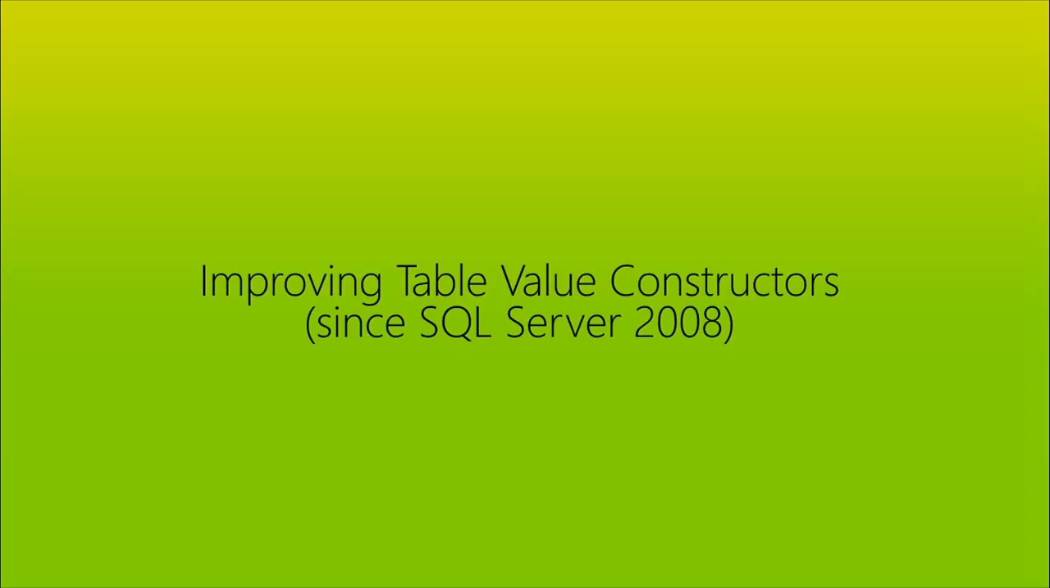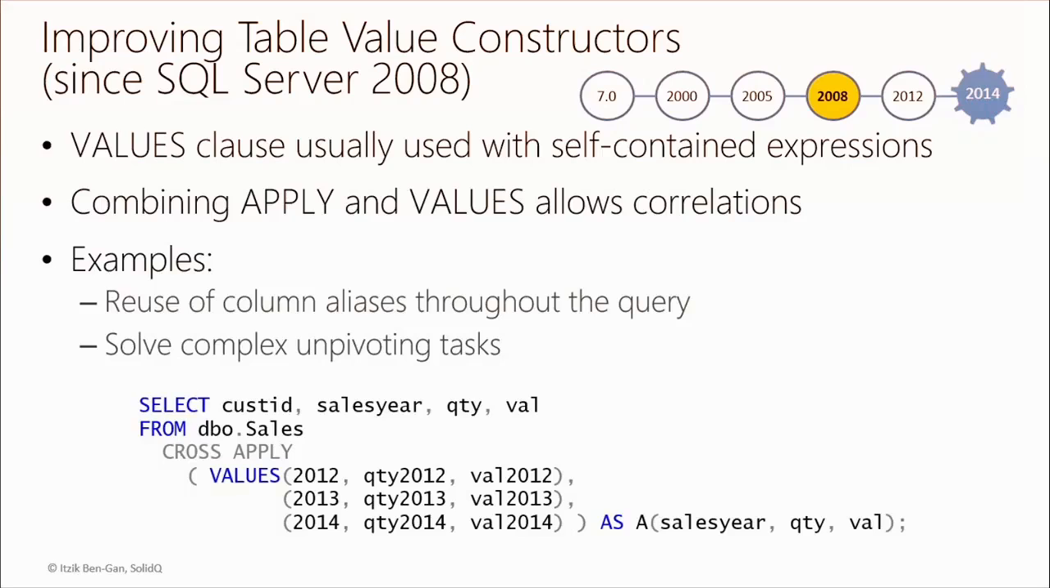All right, so we proceed to the fourth segment, and that's a feature that was introduced initially in SQL Server 2008. It's a very cool feature, and there are certain ways to use it to extend the capabilities of SQL in general, I would say. So we will look at two main kinds of use cases. We'll start with a reuse of column aliases throughout the query.